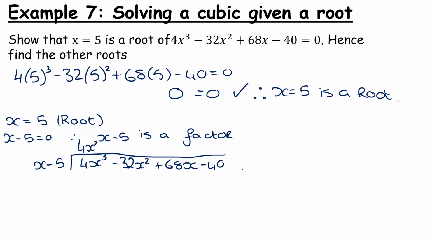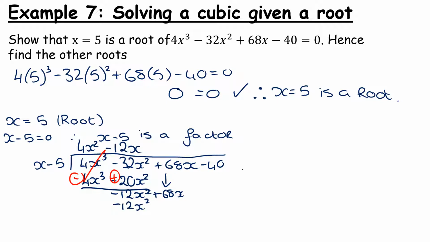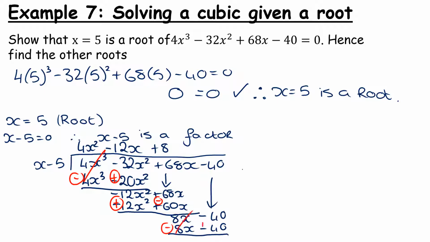So we have 4x squared, so we get 4x cubed minus 20x squared, and we subtract, or change our signs, whichever way you want to talk about it: minus 12x squared plus 68x. So that goes in minus 12x times, so minus 12x squared plus 60x. Again change our signs, we have a plus here, a minus here, so we're left with 8x minus 40, and this goes in plus 8 times, where we get 8x, and 8 by minus 5 is minus 40. So again you want to change your signs, and we are left with 4x squared minus 12x plus 8.